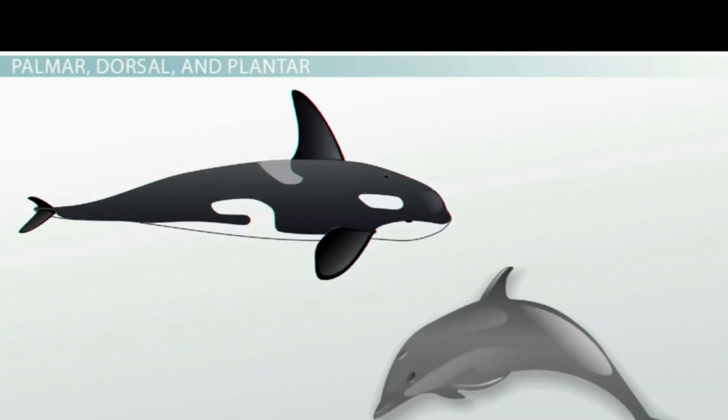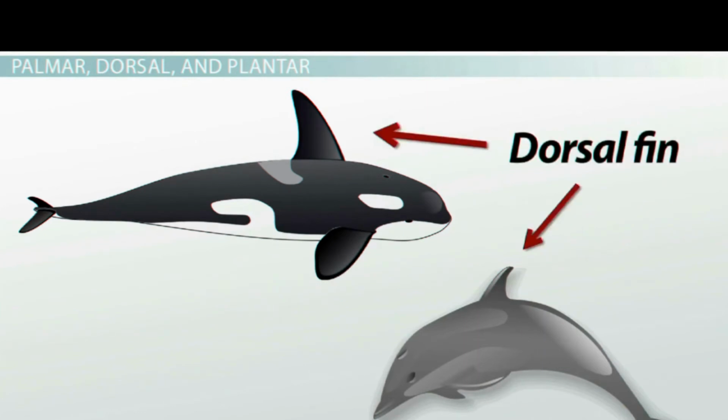Those of you who love animals will have no trouble remembering the definition of the term dorsal, as I'm sure you've heard of a dorsal fin that marine mammals and fish have. It's the fin on their back. Hence, dorsal pertains to the back of something.